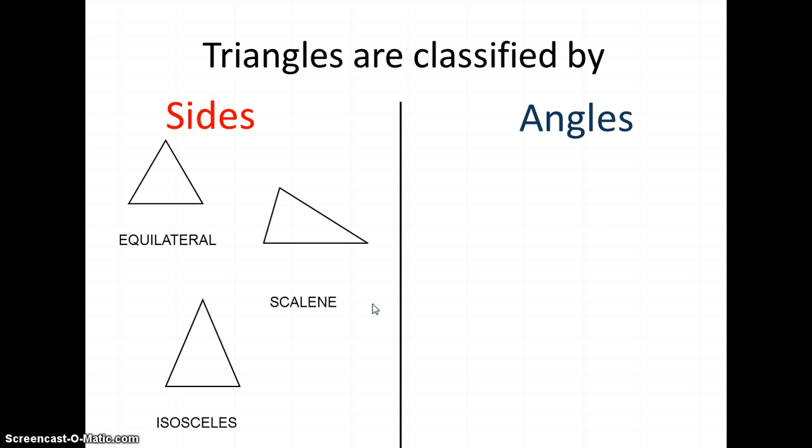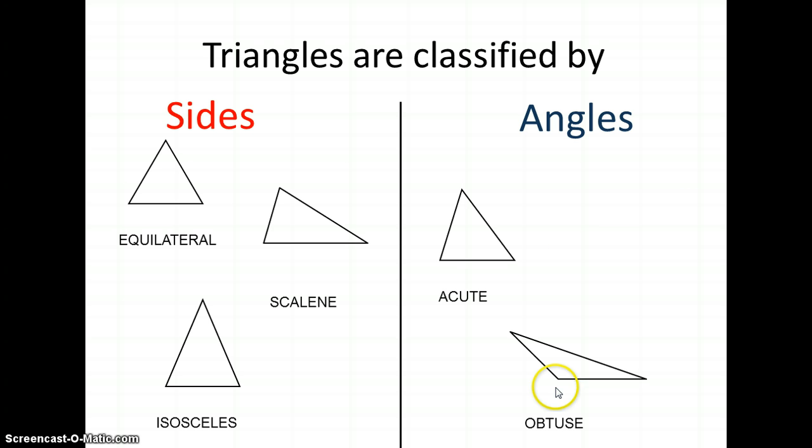To classify triangles by their angles, we have to look at their angle measures. An acute triangle has three acute angles. And acute means their angle measures are less than 90 degrees. An obtuse triangle has one obtuse angle. And an obtuse angle is an angle that is more than 90 degrees.